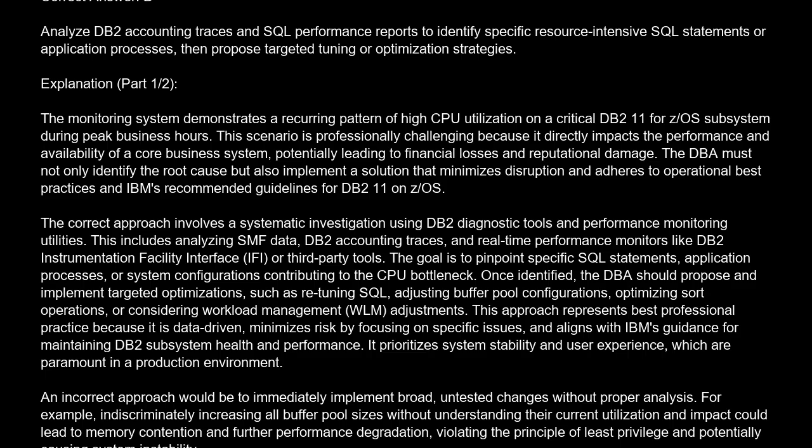This approach represents best professional practice because it is data-driven, minimizes risk by focusing on specific issues, and aligns with IBM's guidance for maintaining DB2 subsystem health and performance. It prioritizes system stability and user experience, which are paramount in a production environment. An incorrect approach would be to immediately implement broad, untested changes without proper analysis. For example, indiscriminately increasing all buffer pool sizes without understanding their current utilization and impact could lead to memory contention and further performance degradation, violating the principle of least privilege and potentially causing system instability.